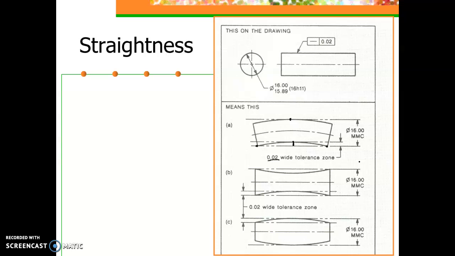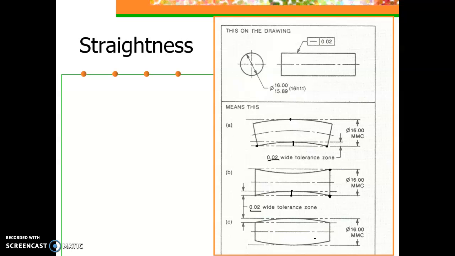In addition to curving, how else could this cylinder's surfaces be not straight? Well, it could bow inwards in both directions. Again, this change in dimension from the lowest point to the highest point of that curved surface, according to our geometric tolerance, cannot exceed 0.02. And the maximum diameter, based on the dimensional tolerance, can still not exceed 16.